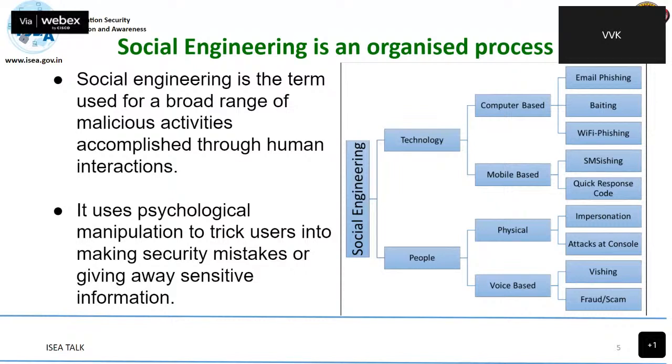Then QR codes can also divert the funds. And similarly, through people-based means, phishing through voice is called vishing. Or somebody can pose as IT help desk people, impersonate somebody, come to your chamber and make changes to your computer.